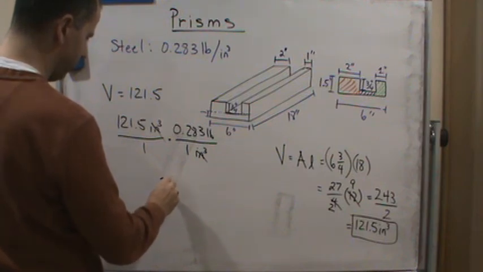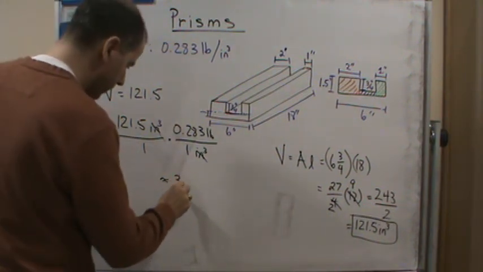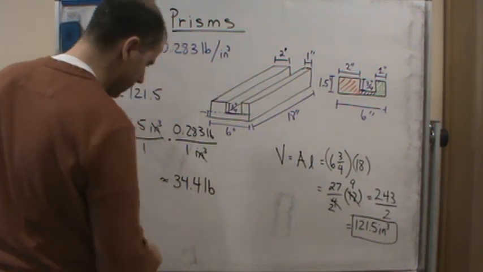We end up with pounds, which is what we want. And so if we multiply those two together, we get approximately 34.38 pounds, or 34.4. So we get approximately 34.4 pounds of steel.